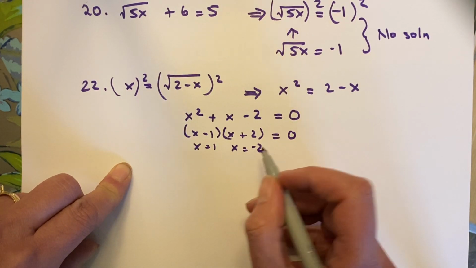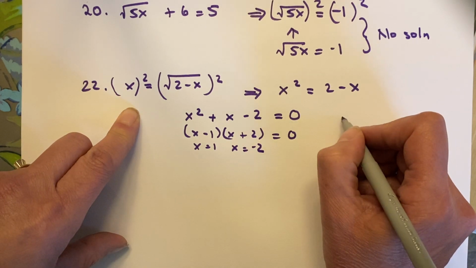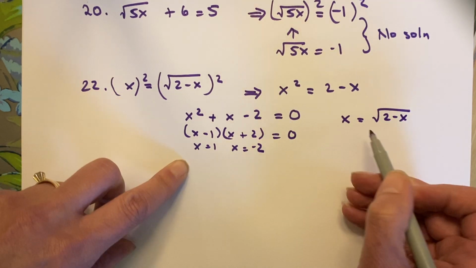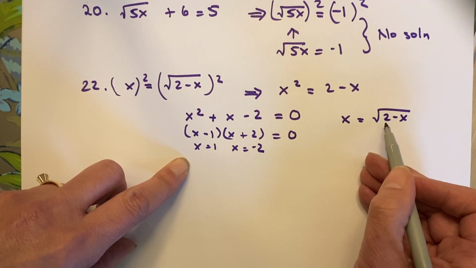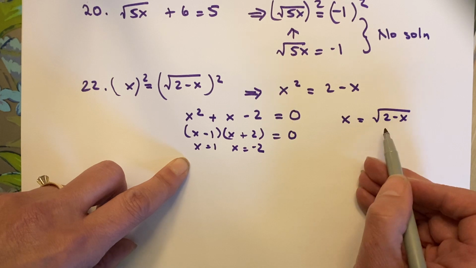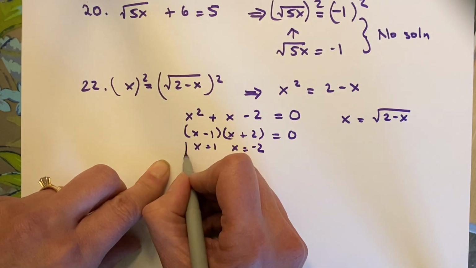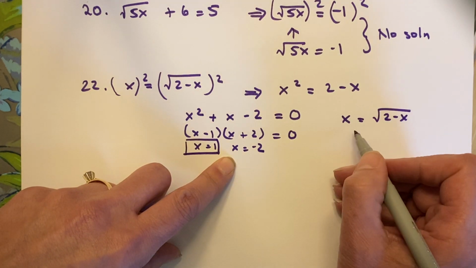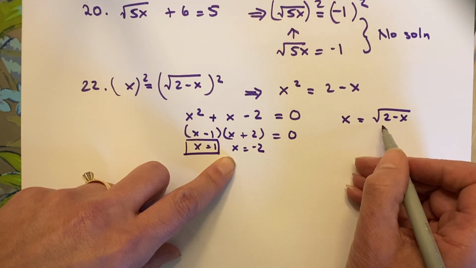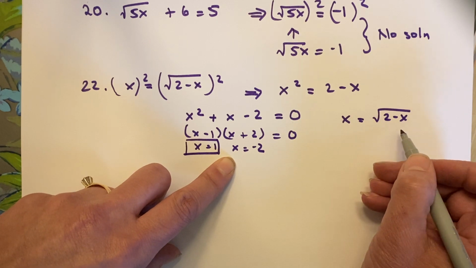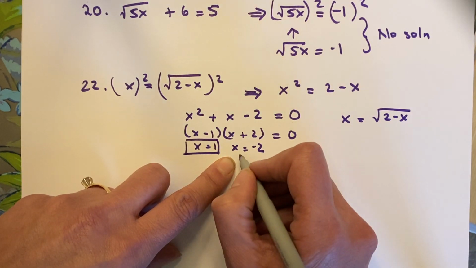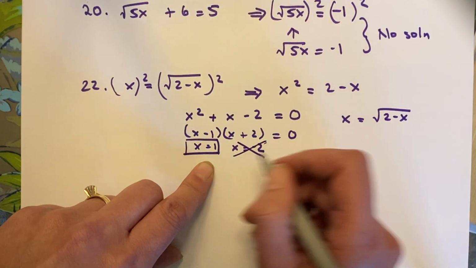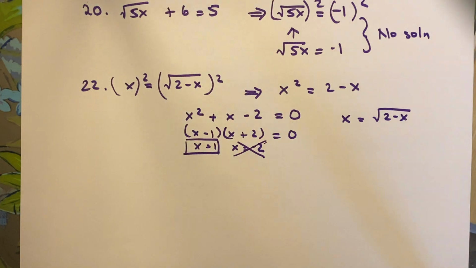I'm going to try both of these answers in my original equation, which was x equals the square root of 2 minus x. Is 1 equal to the square root of 2 minus 1? In other words, the square root of 1? Yes. So this is definitely a solution. Let's try -2. Is -2 equal to the square root of anything? Well, obviously not. So this is an extraneous solution. And my answer has to be just x equals 1.